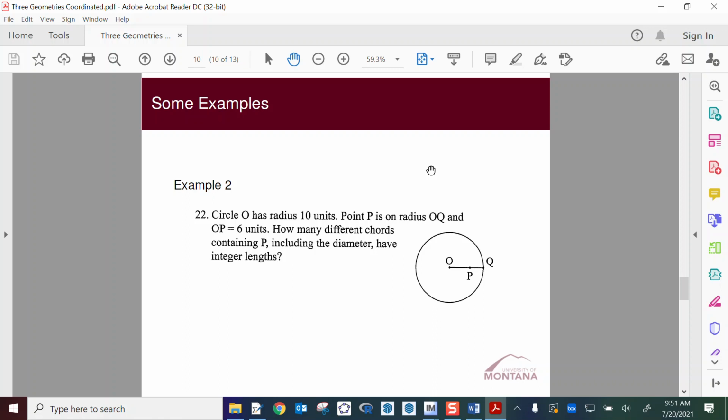So let's read it one more time. Circle O, radius 10 units. So that means OQ is 10, right? And point P is on radius OQ, and OP itself is 6. How many different chords containing P, including the diameter, have integer lengths? All right, let's think this one through.